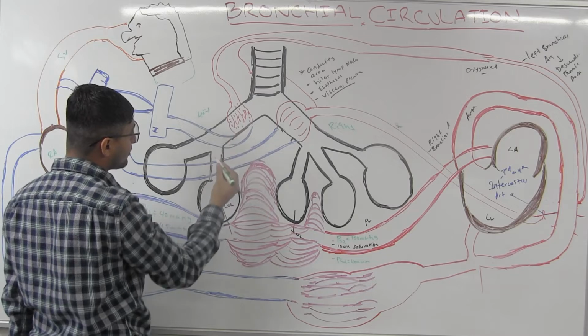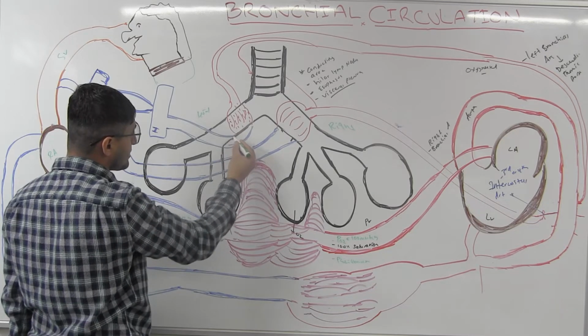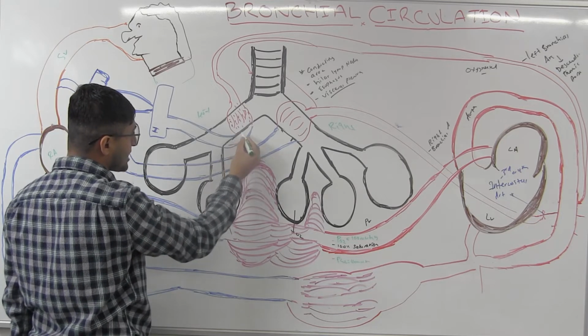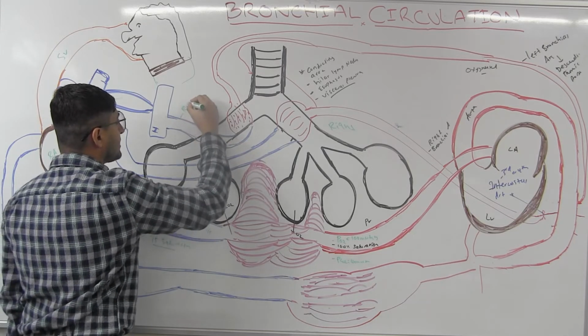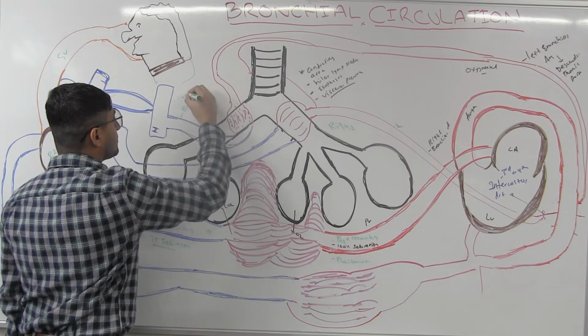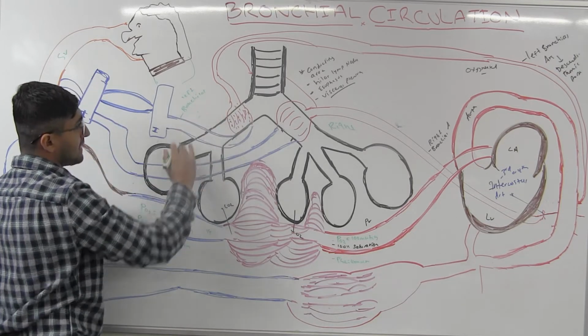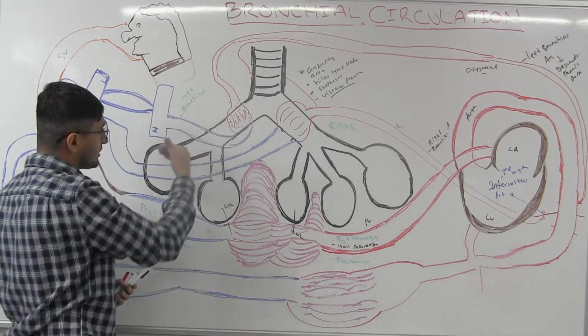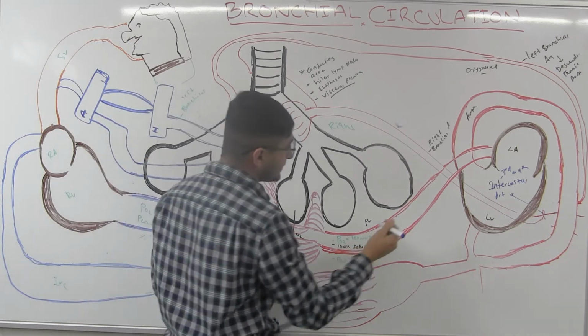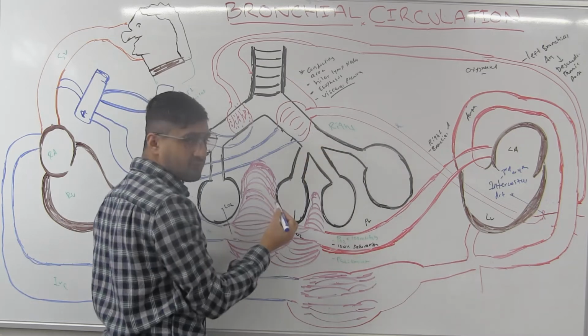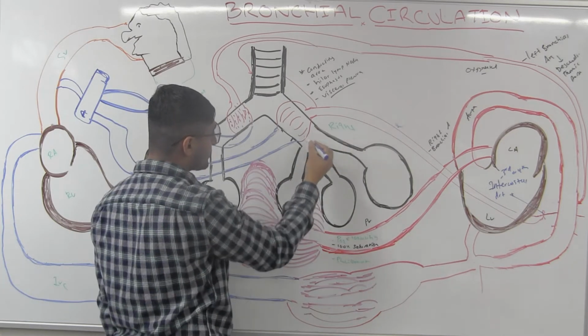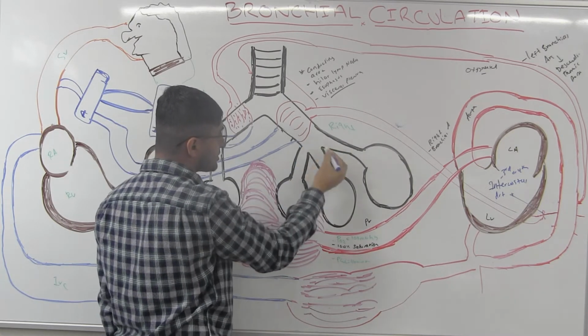Then after that, it will convert into venules and veins, right? And these are my bronchial veins now. These are going to be my left bronchial veins. And the right bronchial artery is going to go and supply the right side of the lung, right? It makes sense. The right side of the lungs is also going to have capillaries.